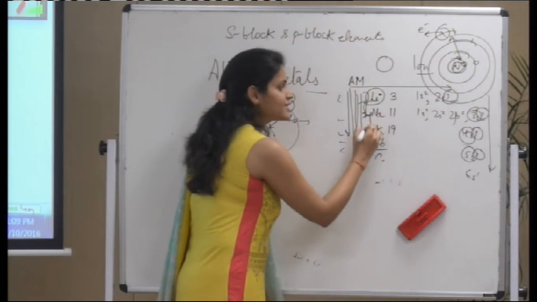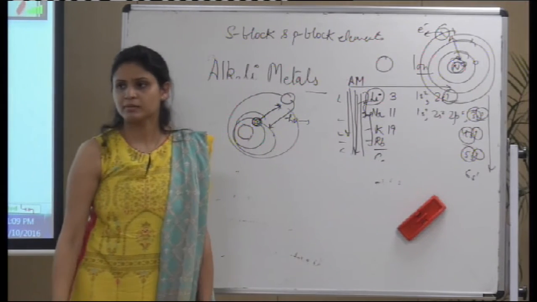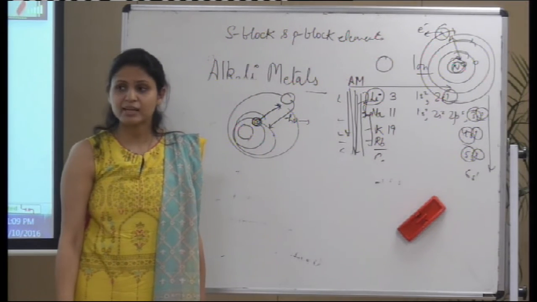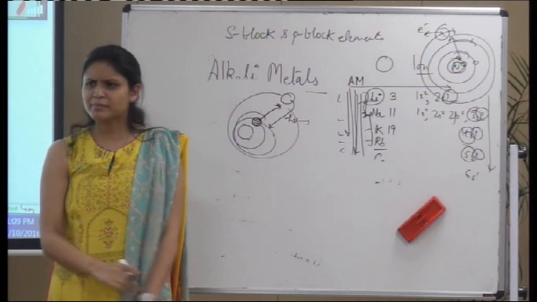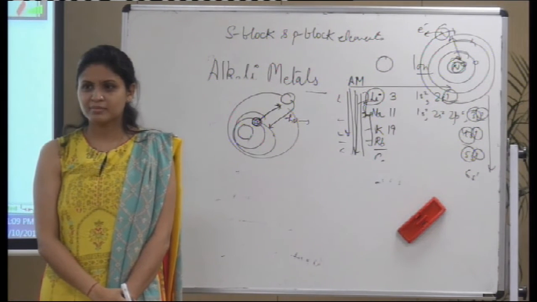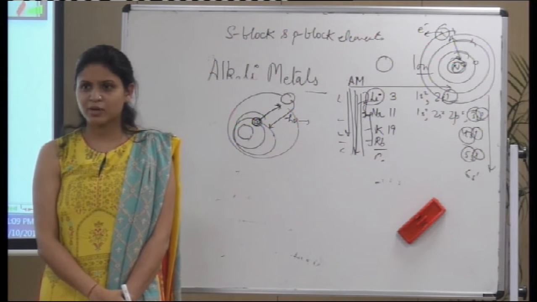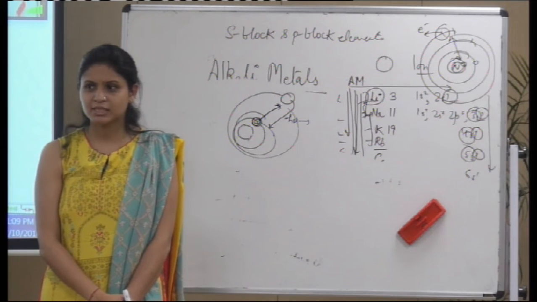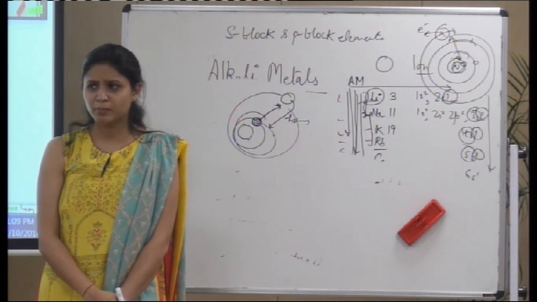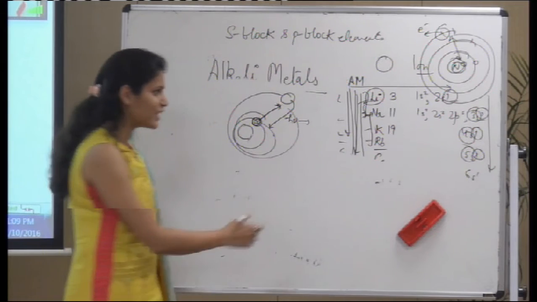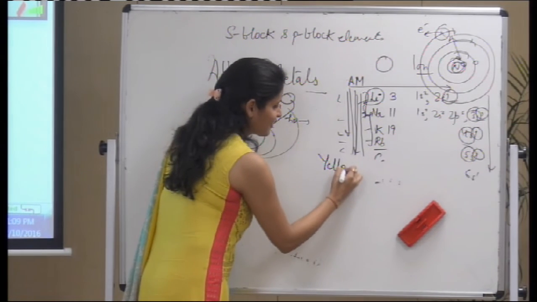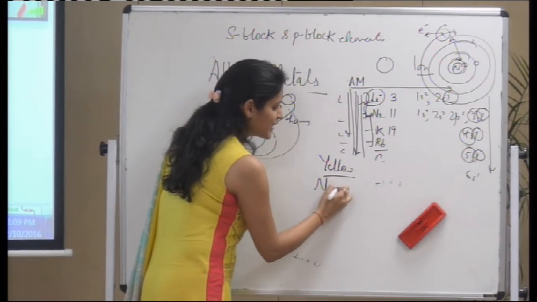Each metal has its own characteristic color. Have you heard about sodium lamp? What color does it have? Green, blue? It's yellow. Sodium lamp is yellow in color.